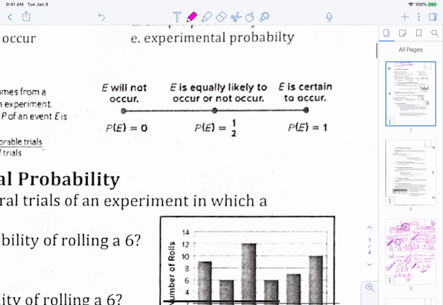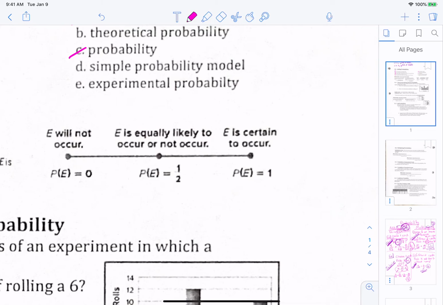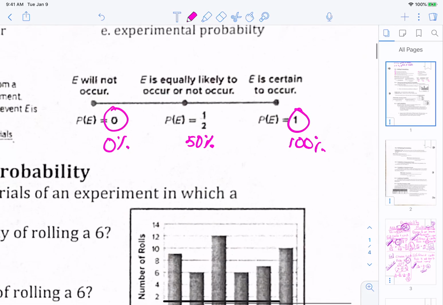Okay, look at this little kind of number line over here. You can only have probabilities that lie between 0 and 1, which as percentages would be 0% and 100%, right? You cannot have a 110% chance of something happening, okay? Or a negative 10% chance of something happening. 50% chance means it's just as likely to happen as it is to not happen. So I am just as likely to get heads as I am to get tails on a coin if I flip it, okay? So that's what that kind of looks like.